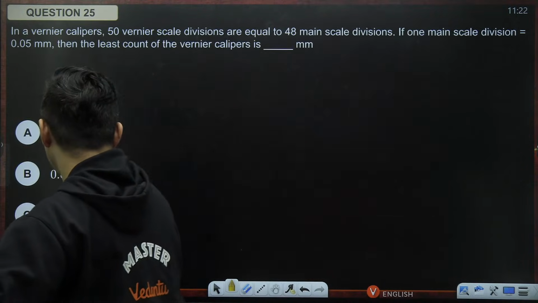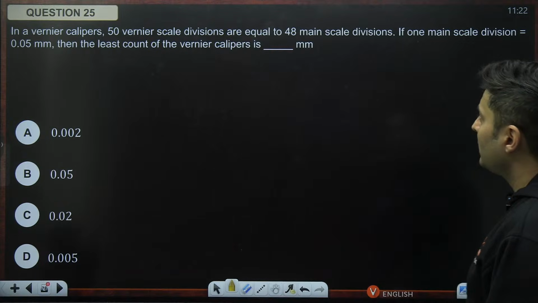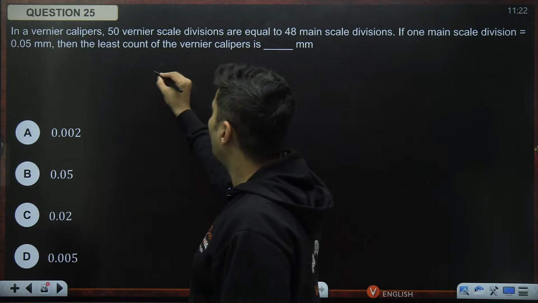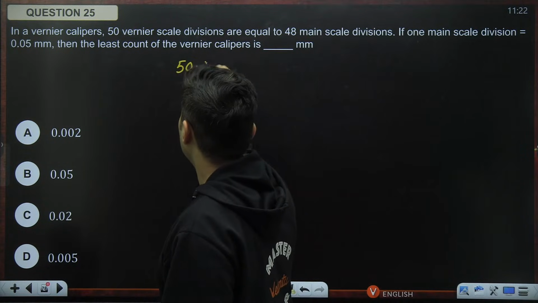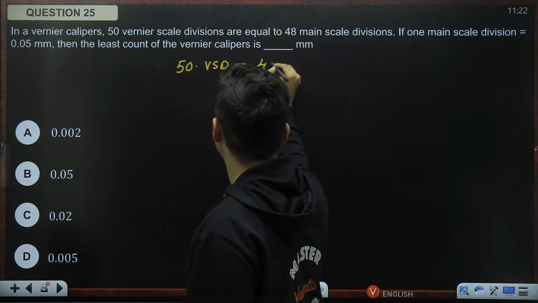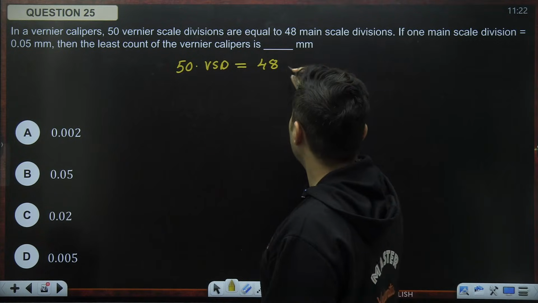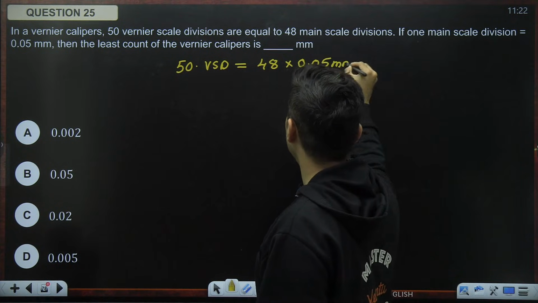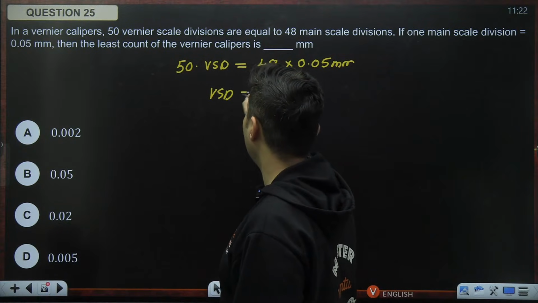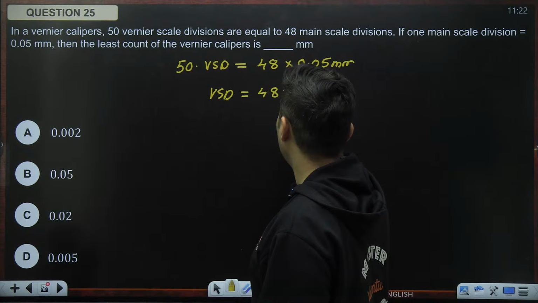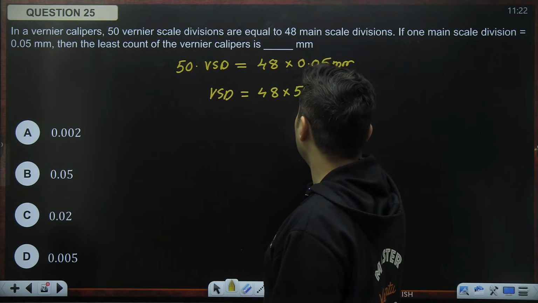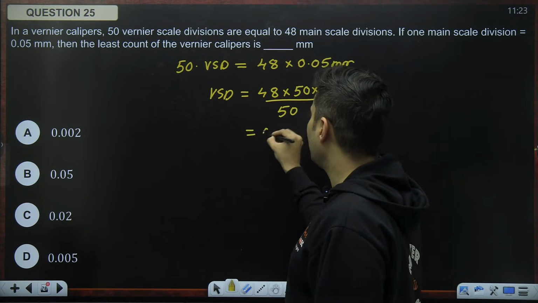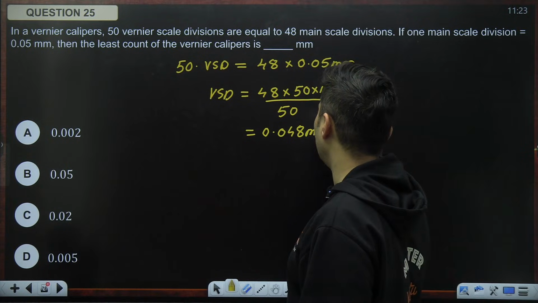Let's move to the next one on your screen. In a Vernier caliper, 50 divisions are equal to 48 main scale divisions. One main scale division is this much, find the least count. So 50 Vernier scale divisions are equal to 48 main scale divisions. One main scale division is 0.05 millimeter. So 1 VSD will be 48 multiplied by 50 into 10 to the power minus 3 divided by 50. 50 will cancel. So I'll be getting 0.048 millimeters.